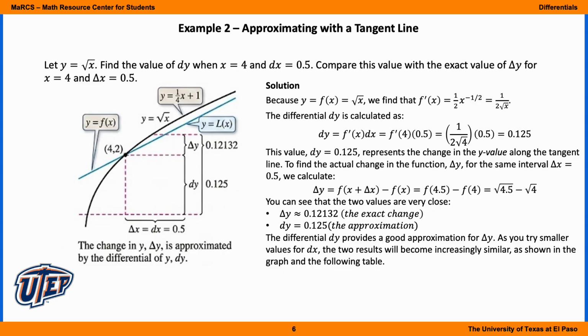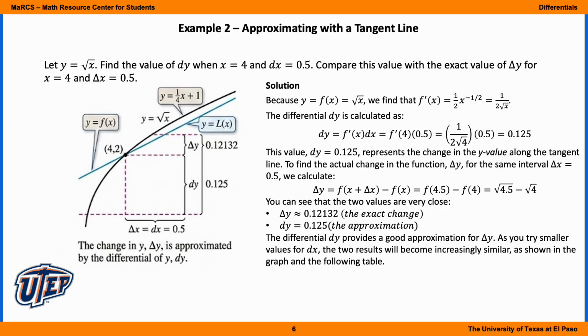Now the first derivative of f of x, f prime of x, is equal to 1/2 times x to the power of negative 1/2, using the exponent rule, and that is equivalent to 1 divided by 2 times the square root of x. So the differential dy is calculated as f prime of x dx. We are told to evaluate when x is equal to 4 and dx is equal to 0.5.